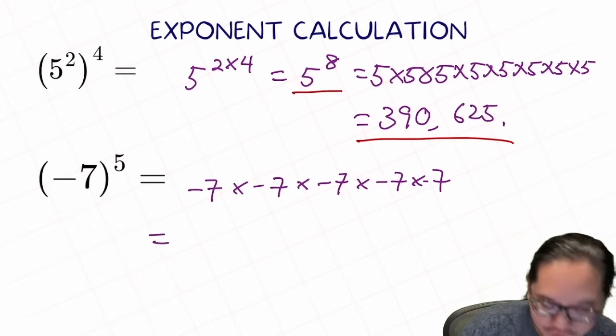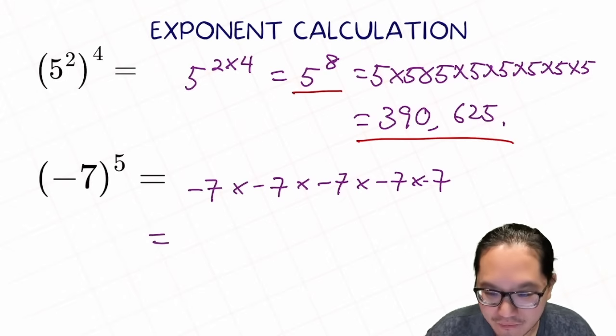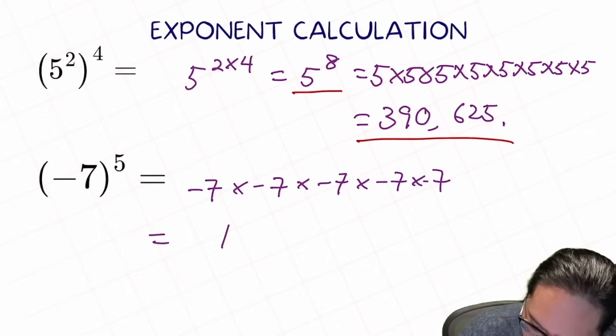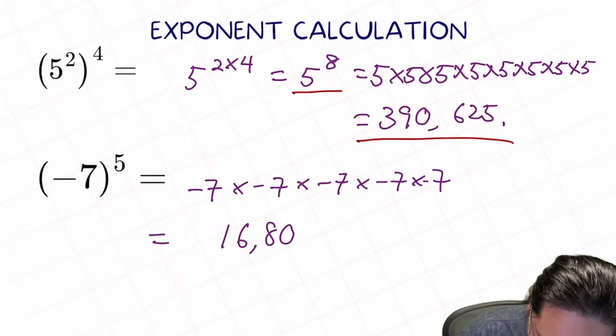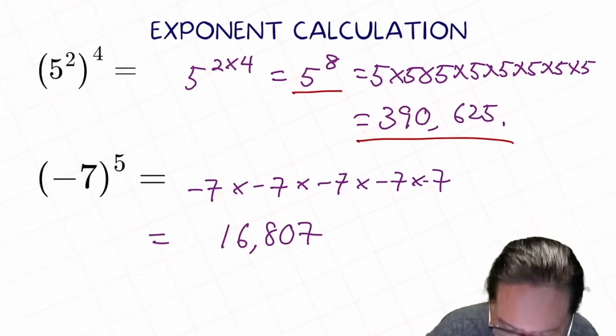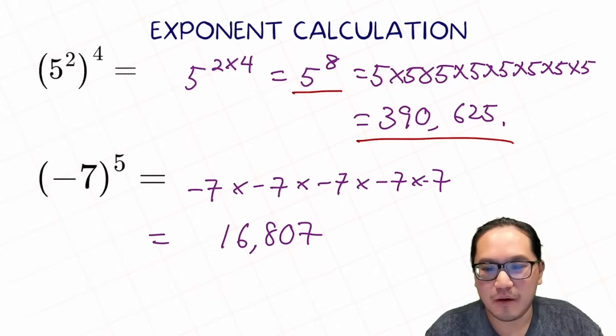So let's do the first step. We multiply 7 by itself 5 times. Your answer will be 16,807. Okay? So now let's see if our answer will be positive or negative.